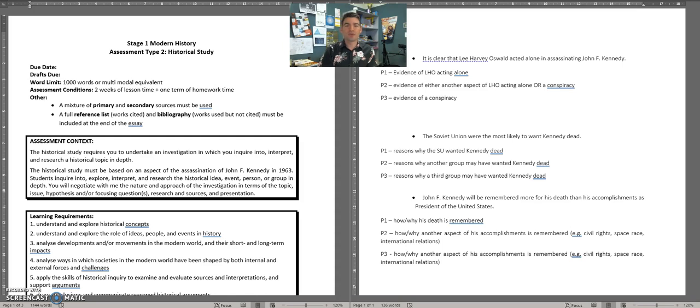This is your historical study task, and it's all about trying to work out, or trying to argue, just how important JFK's assassination was in light of basically everything else that he had done while he was President of the United States. So this task is an argumentative essay.